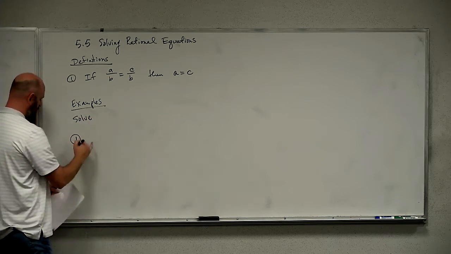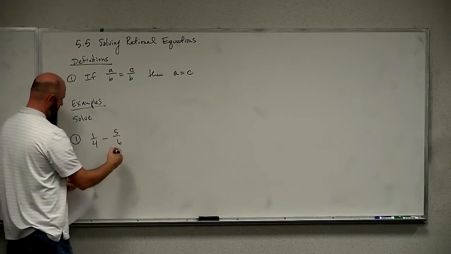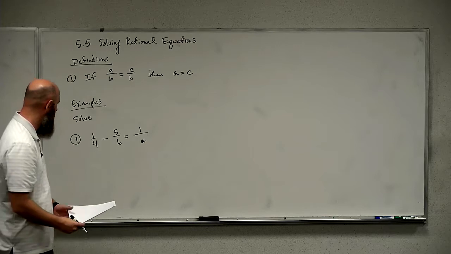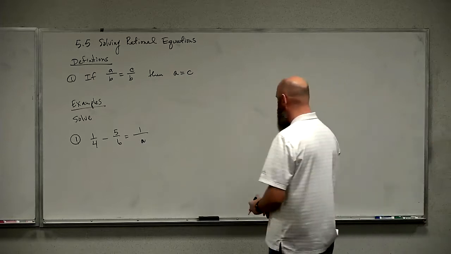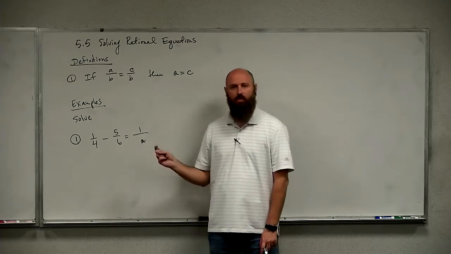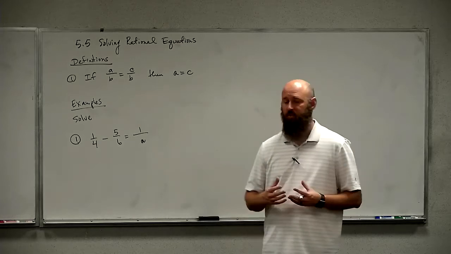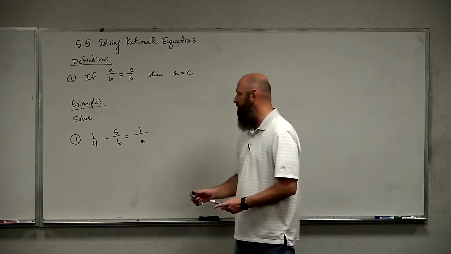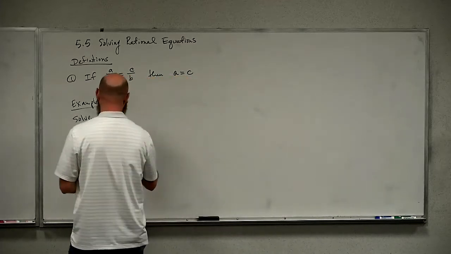All right, so number one, we've got 1 over 4 minus 5 over 6 equals 1 over A. Now, one of the things that you do need to do before we do anything else is to determine the domain, because we can't have numbers that are going to create problems. So we got to know if our answer is a good answer, all right? So we want to check that and see, does it really work? So you can do this one of two ways with your answers. You can check the domain. You can tell me what the domain is going to be at the beginning.